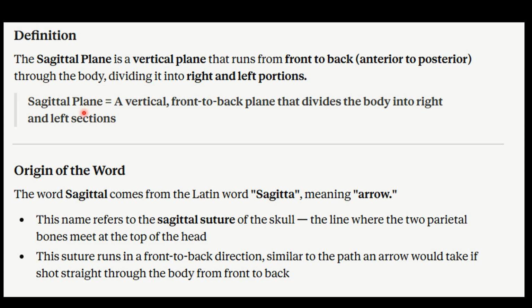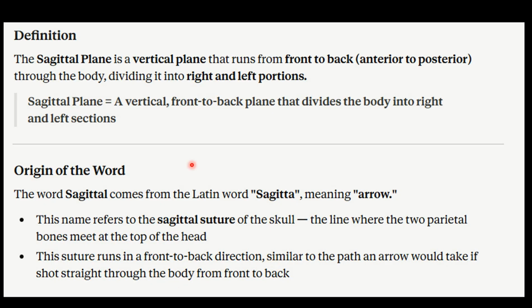Now, some of you might be thinking, what is the meaning of sagittal? The word sagittal comes from the Latin word sagitta, which means arrow. This name refers to the sagittal suture of the skull, the line where the two parietal bones meet up at the top of the head. This suture runs in the front to back direction, similar to the path an arrow would take if it were shot through the body from front to back.